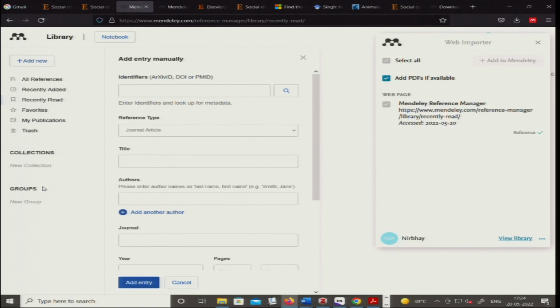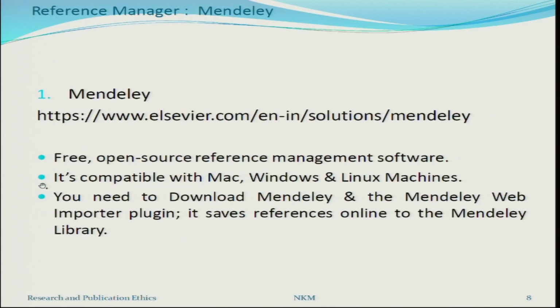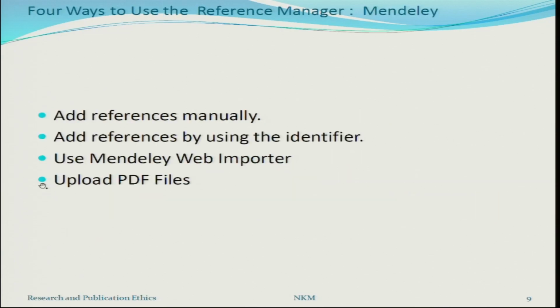So, here we have 4 different methods of saving the references in the library. Okay. So, first is adding references manually. We can save the references manually. Second option is using the identifier, the way we use the same thing in the Zotero. And the third is the web importer, that works through the Mendeley web importer that you are supposed to download when you download the Mendeley software. And then we can directly upload files, PDF files, and that also generates metadata, because these days all the PDF files are with the metadata. So, it takes the metadata and generates the reference file in the library, right.